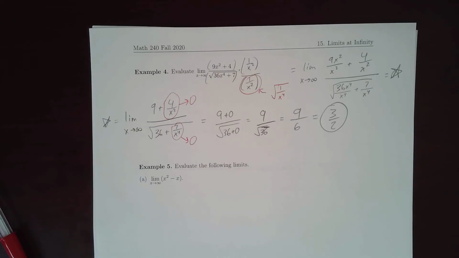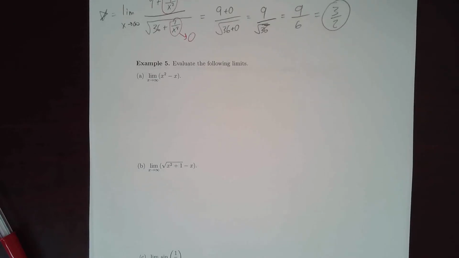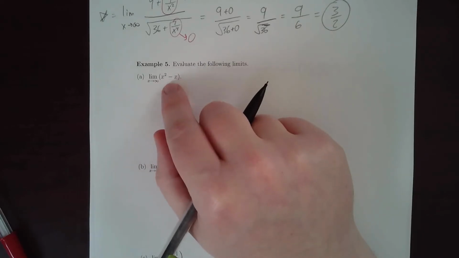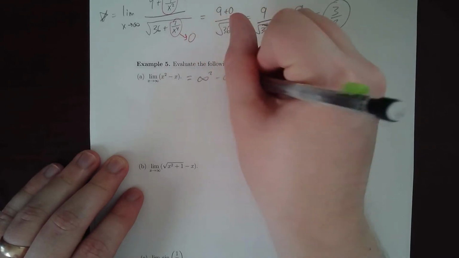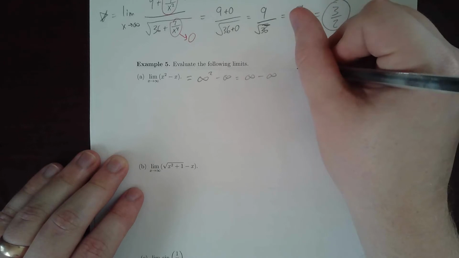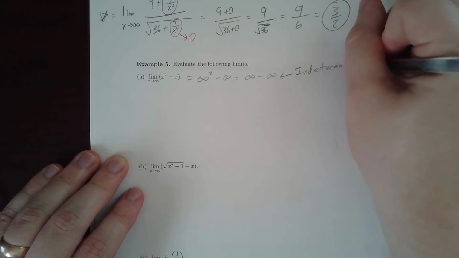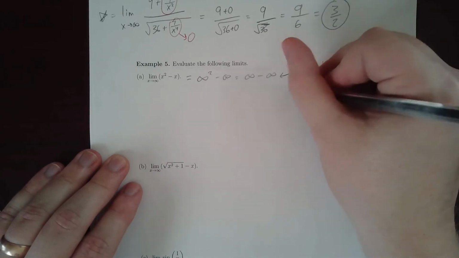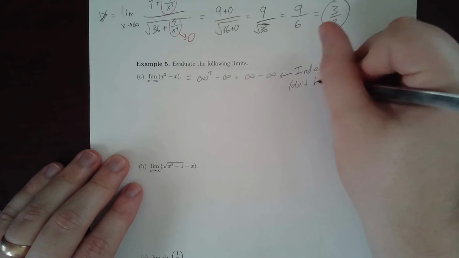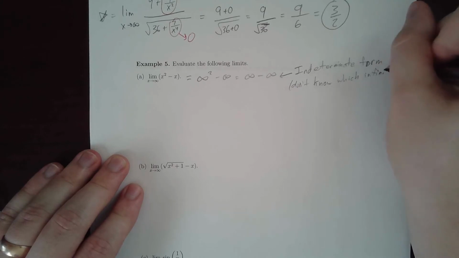Alright, now some of these limits that we're going to look at are a little trickier than what we've seen so far. Say we want to find the limit as x approaches infinity of x squared minus x. This would normally just be infinity squared minus infinity, which would be infinity minus infinity. This is an indeterminate form, since in the end, if we're taking infinity minus infinity, we don't know which infinity is bigger.